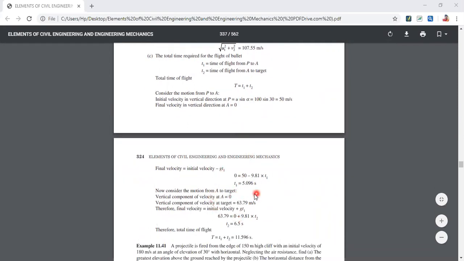Now let us consider the next half, A to the target. So vertical component at A is 0 and vertical component at the target I've got from the previous case. So therefore again using v equal to u plus gt, you get the value of t2. So final time of flight is t equal to t1 plus t2, that is 11.569. Okay, so this is your numerical.